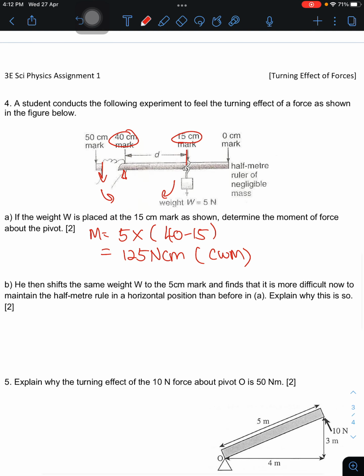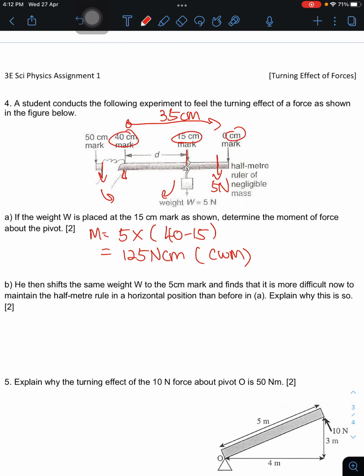He then shifts the same weight W to the 5 cm mark now. Okay, so basically, if this is 15, this is 0, so 5 must be here, right? So now the weight, 5 Newton, is here. So this is my new distance. What's the distance now? Instead of 25, now it's 35 cm, right? So they say he finds it more difficult now to maintain the half-meter rule in a horizontal position than before in part A. Explain why this is so.